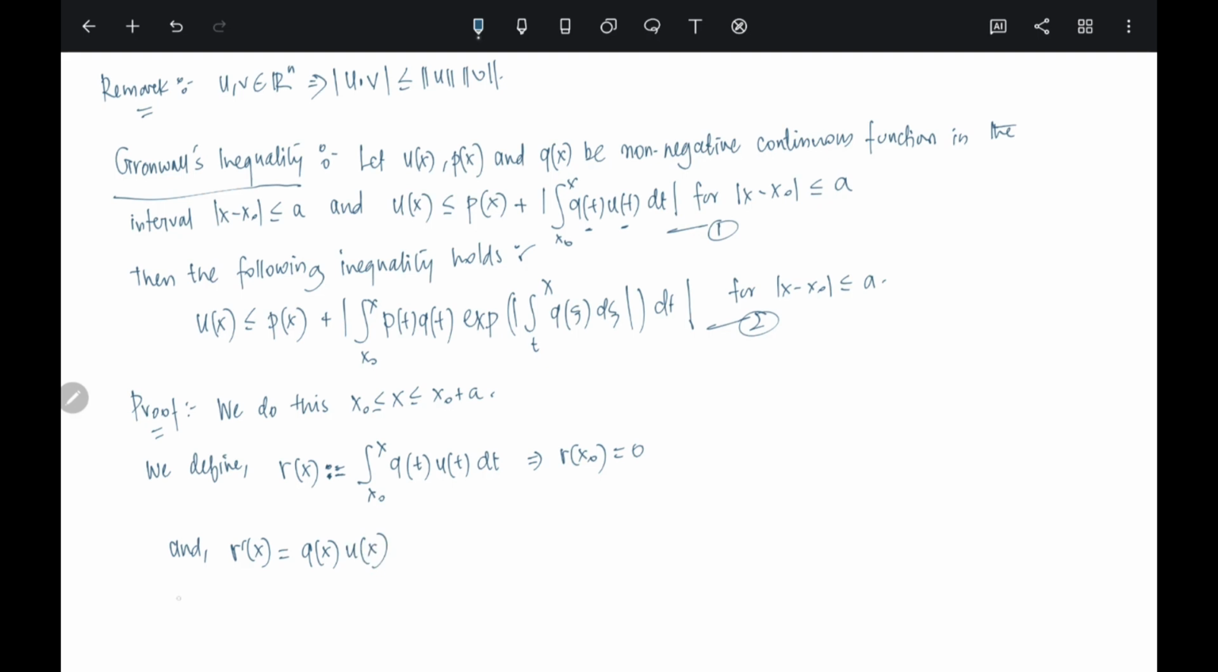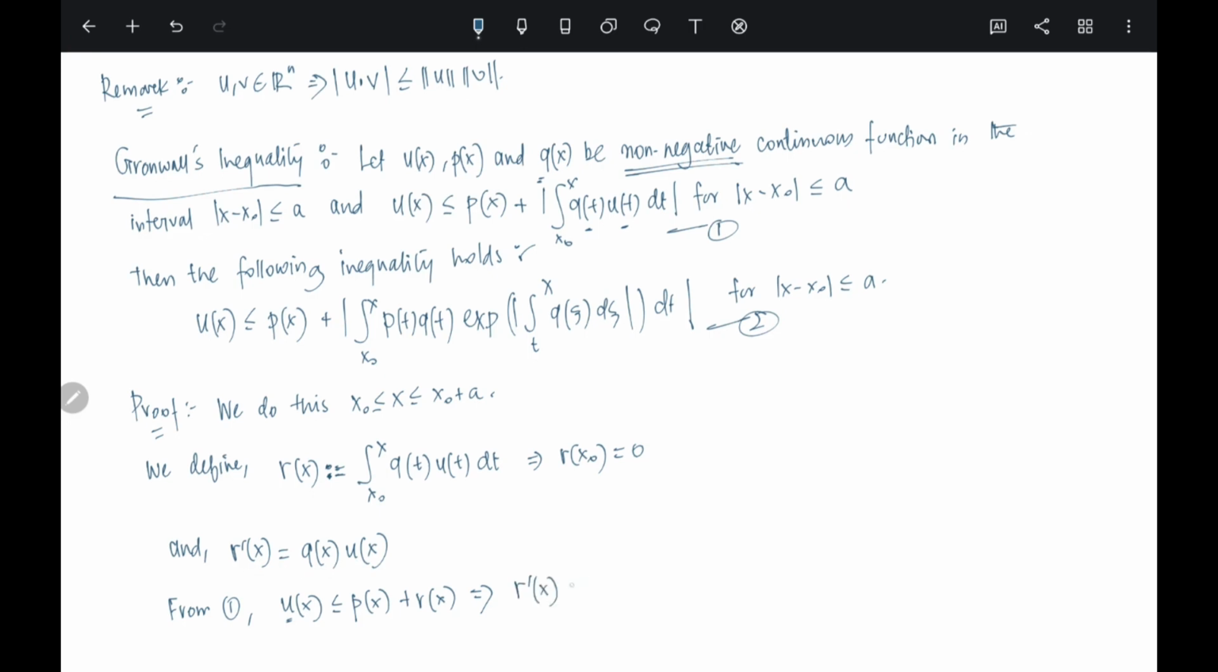Now you see, from 1 what can we say? From 1 we can say that u(x) is less than or equal to p(x) plus r(x). And that we can also write as follows. If we multiply it by q(x), and q is a non-negative function, so all of the functions here are non-negative, then this becomes q times u, which is r prime.